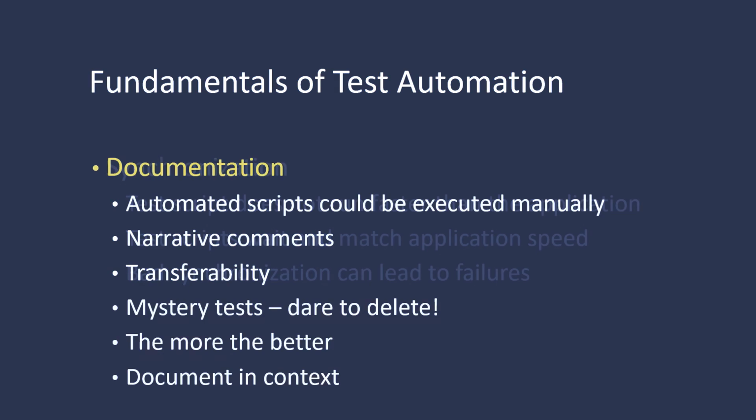Last thing is documentation. Any automated test should have the ability to be executed manually. This is important to identify the exact defect when a test fails. In order to do this, automated tests should be properly documented. Documentation of tests may vary from comments to narrative descriptions stored within the tests or in separate documentation files.